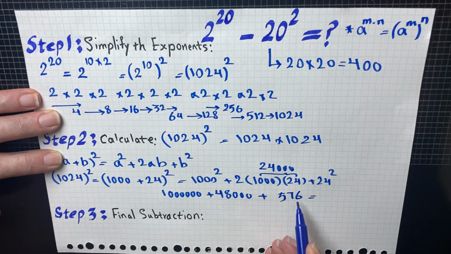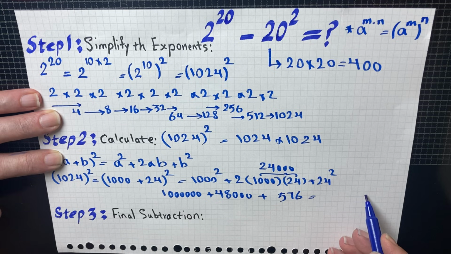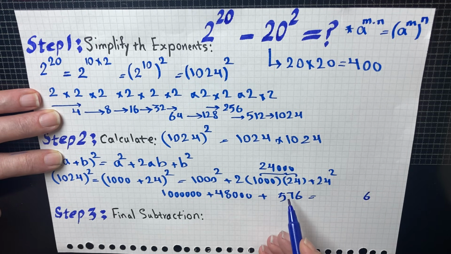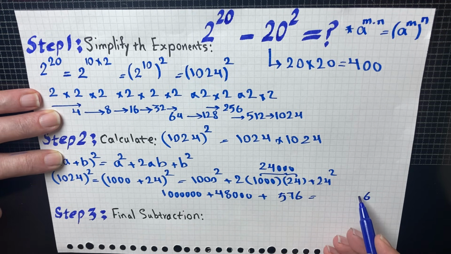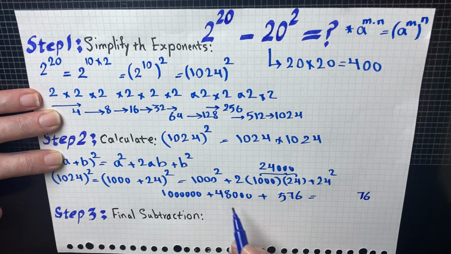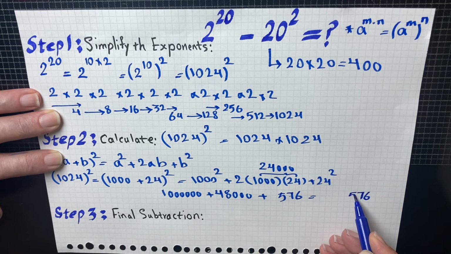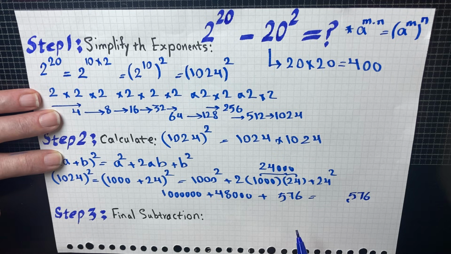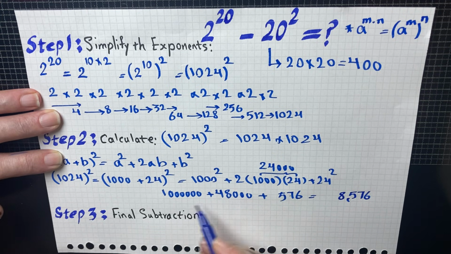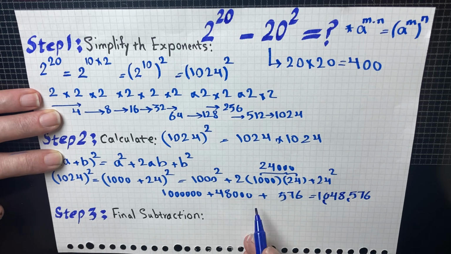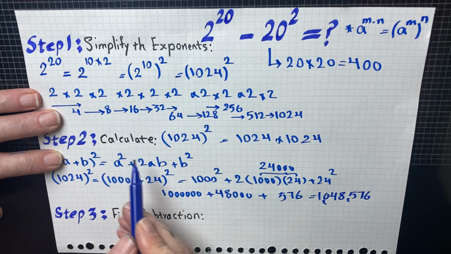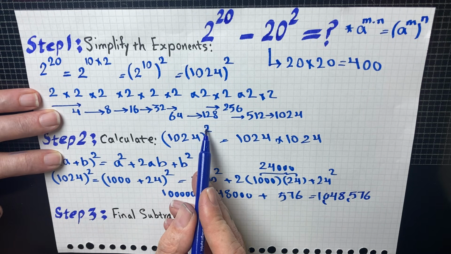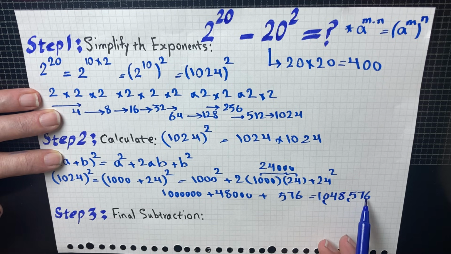Look, 6 plus 0 is 6. 7 plus 0 is 7. Next, 5 plus 0 is 5. Okay, next, 8 plus 0 is 8. 4 plus 0 is 4. 0 plus 0 is 0. And finally, 1. This is our number. So 1024 to the power of 2 is going to be this number.